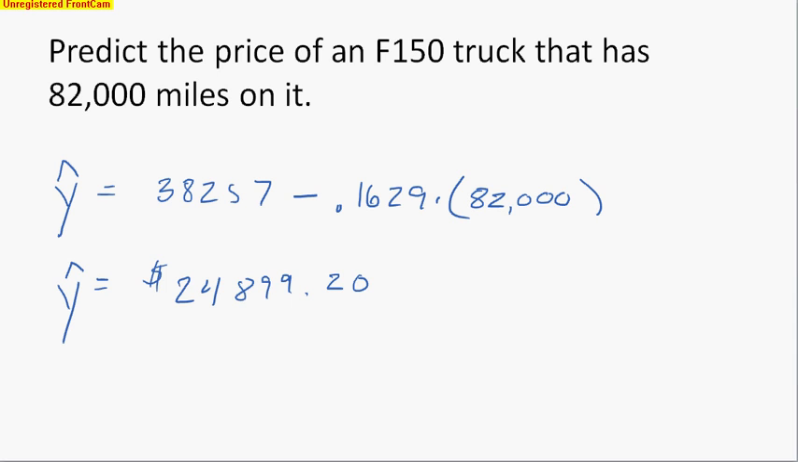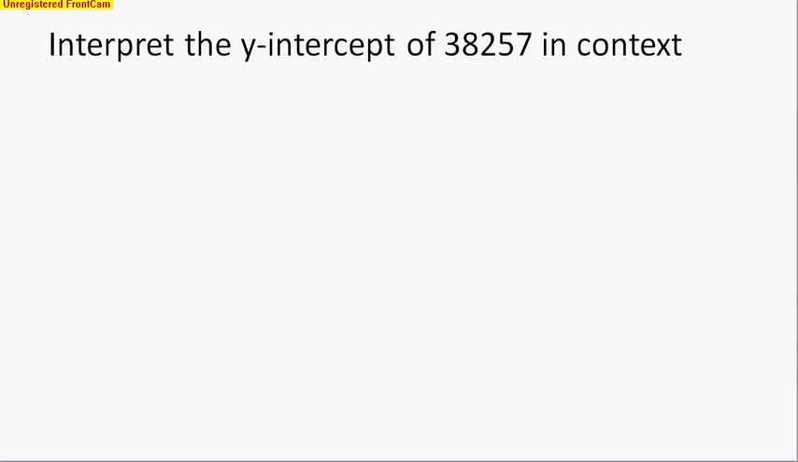It's just a matter of plugging in a value. But remember, like I said, at no point can you take the price of a car and back solve for how many miles. You just can't do it. Algebraically, you could, but statistically, we would say that's not what this equation is meant for. All right, let's go ahead and interpret the y-intercept of 38257.